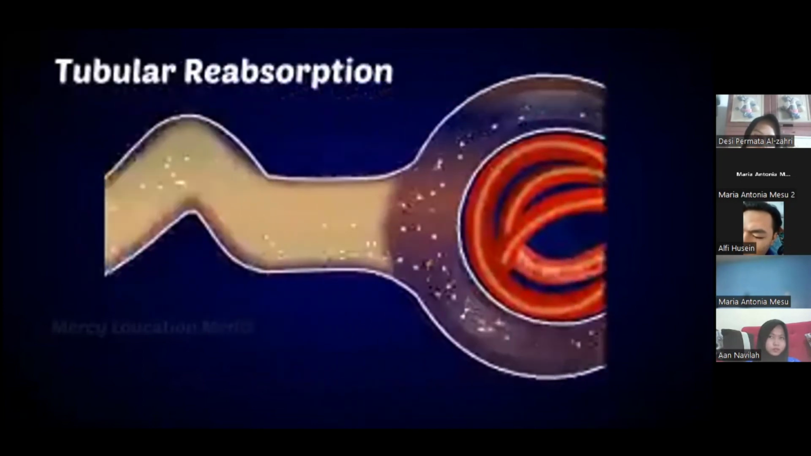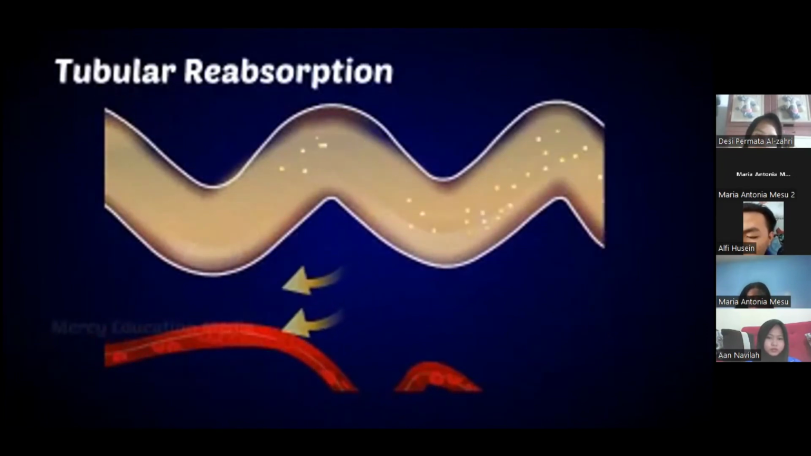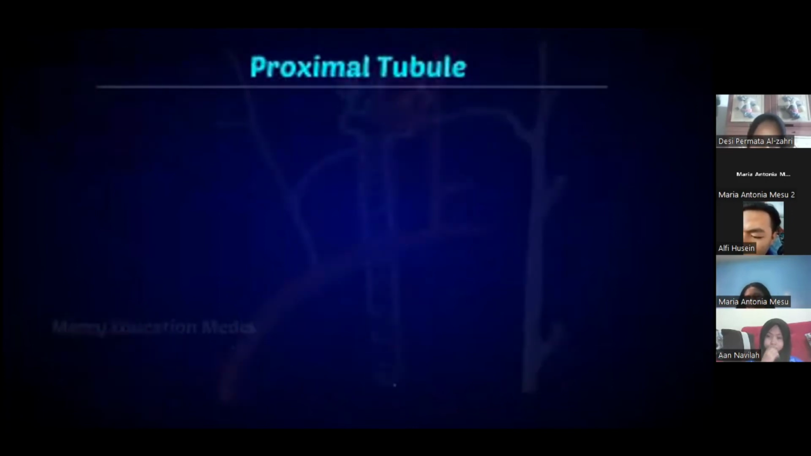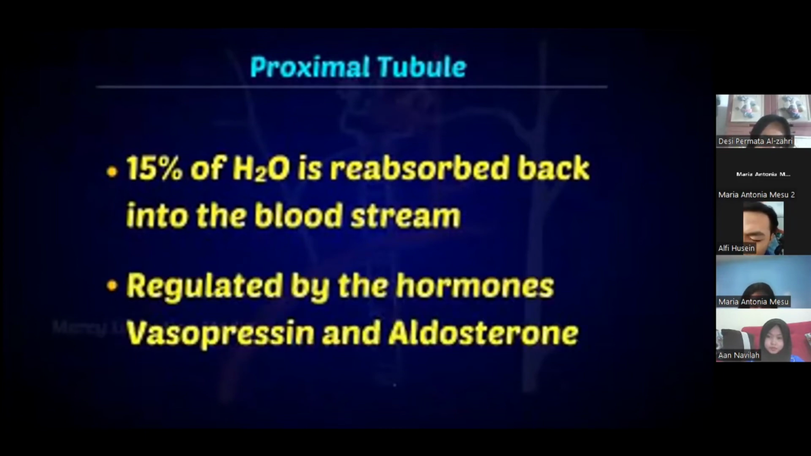In tubular reabsorption, substances are transported out of the tubules and back into the blood of the peritubular capillaries. Reabsorption takes place in the proximal tubule, the loop of Henle, and the distal tubule. The major part of the reabsorption occurs in the proximal tubule. About 15% of water is reabsorbed back into the bloodstream. The process is regulated by the hormones vasopressin and aldosterone.